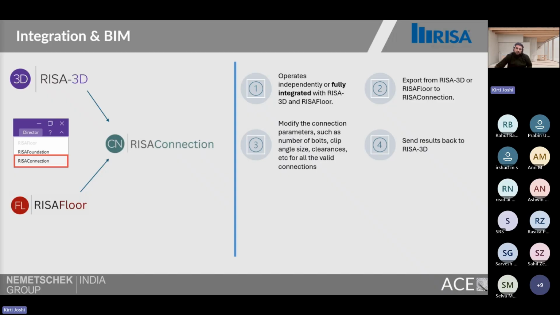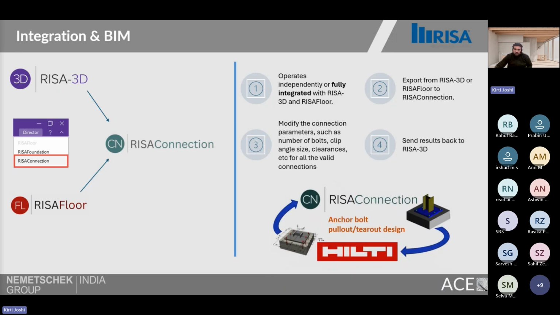And also you can send the updated result back to RISA 3D. Within RISA Connection, you can modify the key connection parameters, like the number of bolts or the clip angle size or the clearance for all of your valid connections.